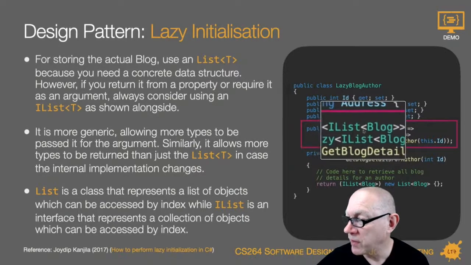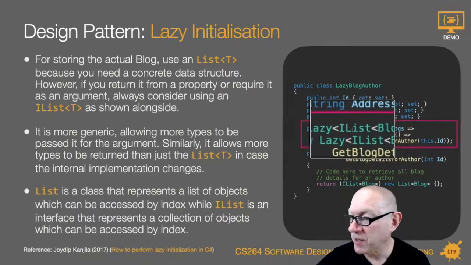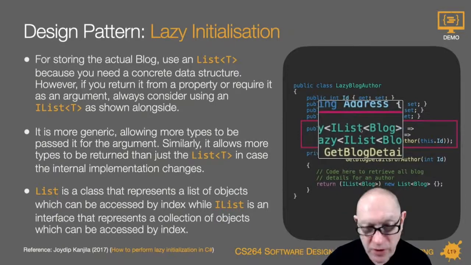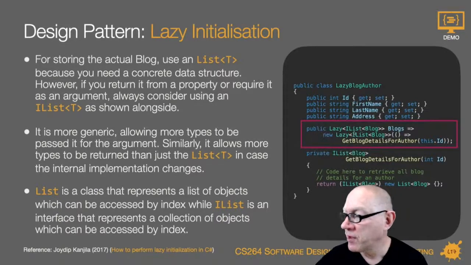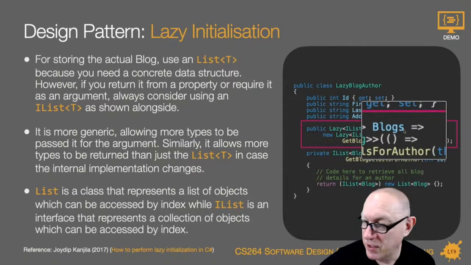Here we've got the IList Blog rather than the List Blog. We're wrapping a Lazy around it, so the T, if you like, is the IList Blog in terms of the generic sense here. We use this lambda again to have a function that returns a new lazy blog, and that actually gets information about the details for the author from this. It's fairly straightforward, and you're nesting lambdas here, which is worthwhile.